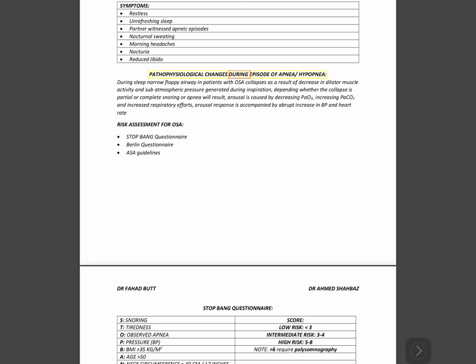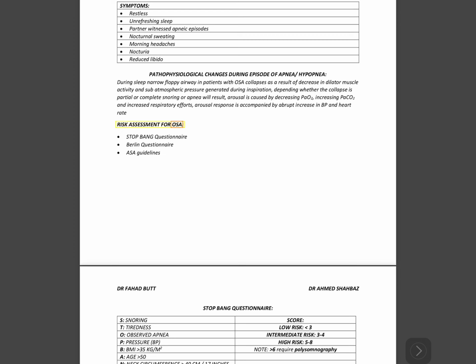Pathophysiological changes during an episode of apnea or hypopnea during sleep: the narrow floppy airway in patients with OSA collapses as a result of decreased dilator muscle activity and subatmospheric pressure generated during inspiration. Depending on whether the collapse is partial or complete, snoring or apnea will result. Arousal is caused by decreasing PO2, increasing PaCO2 and increased respiratory efforts. The arousal response is accompanied by an abrupt increase in BP and heart rate.